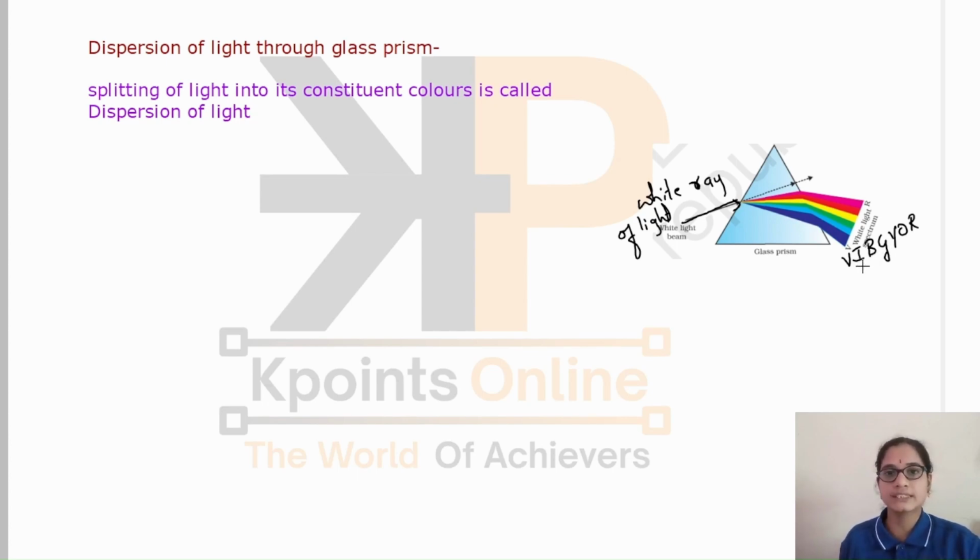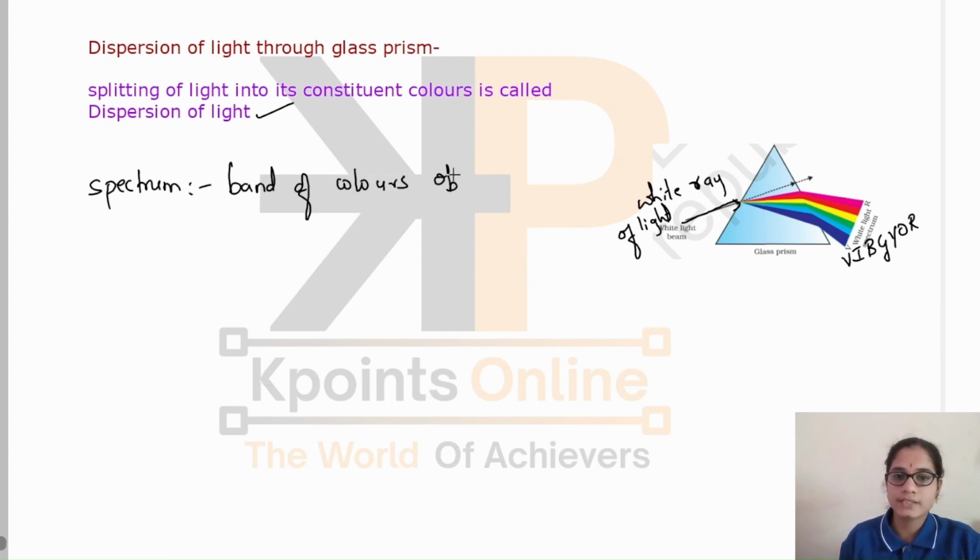The band of colors which is obtained when a white ray of light is passed through the prism is called a spectrum. And this phenomenon of splitting of white light into its constituent colors is called dispersion of light. This shows that white light is made up of 7 different colors, because of which it has got split into different colors there. So what do we mean by spectrum? It is the band of colors obtained by dispersion of white light.